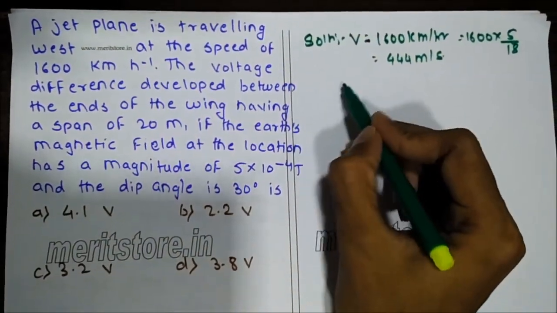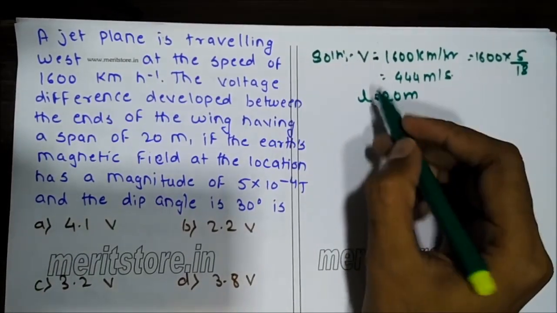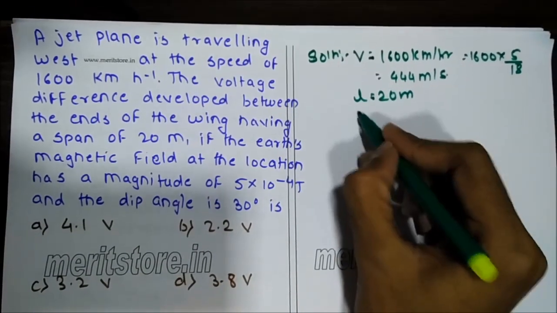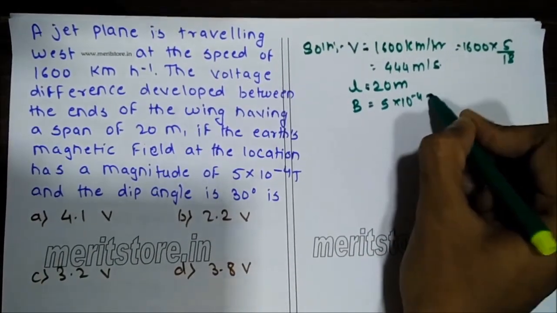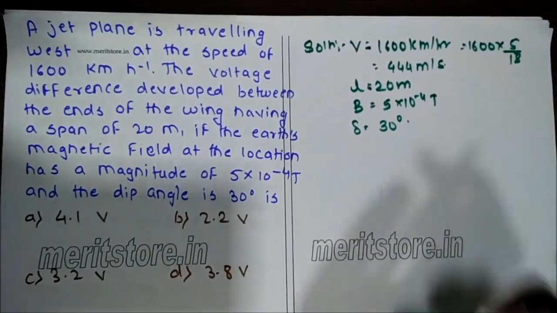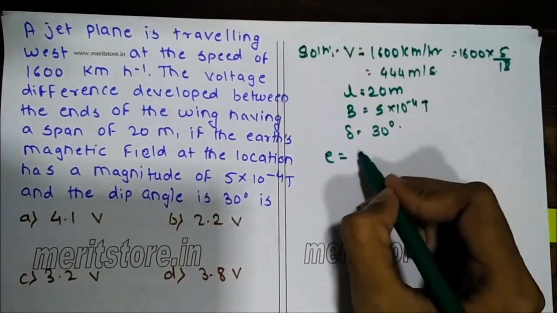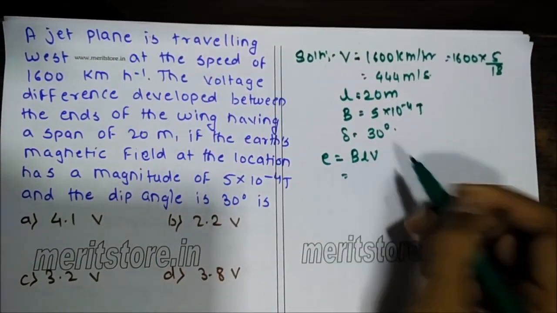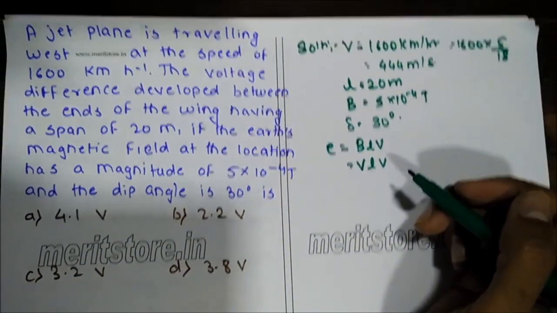Next, the length L is given as 20 meters. Next is the magnetic field, that is 5 into 10 raised to minus 4 Tesla, and next is the dip angle delta, that is 30 degrees. Then we need to find the voltage E, which equals B L V, where instead of B we take B_V, the vertical component of the Earth's field.